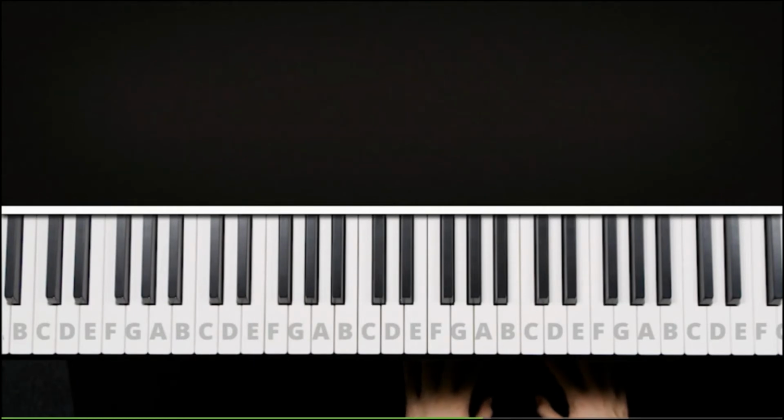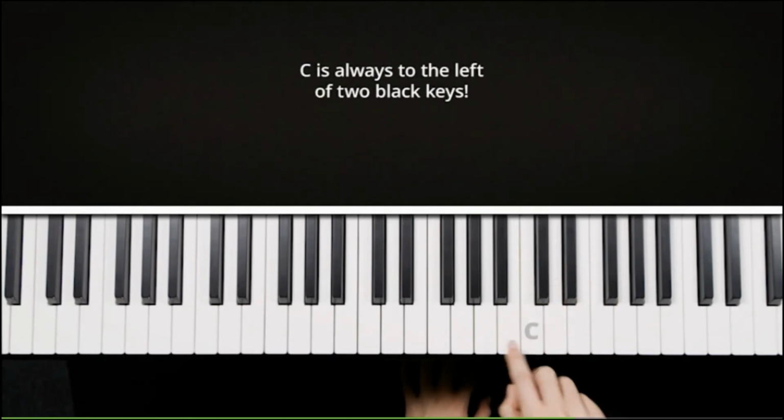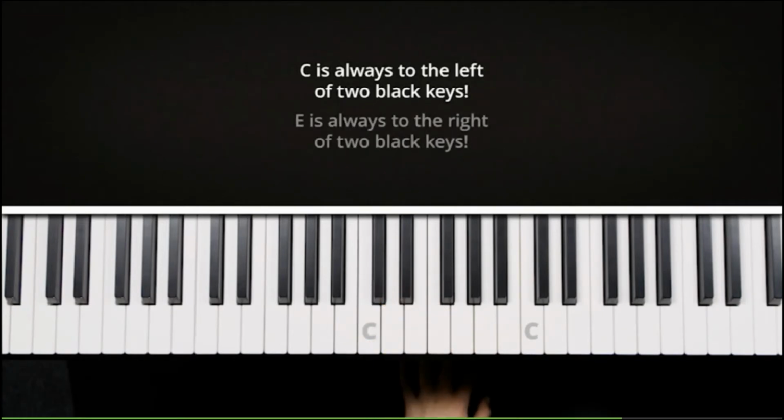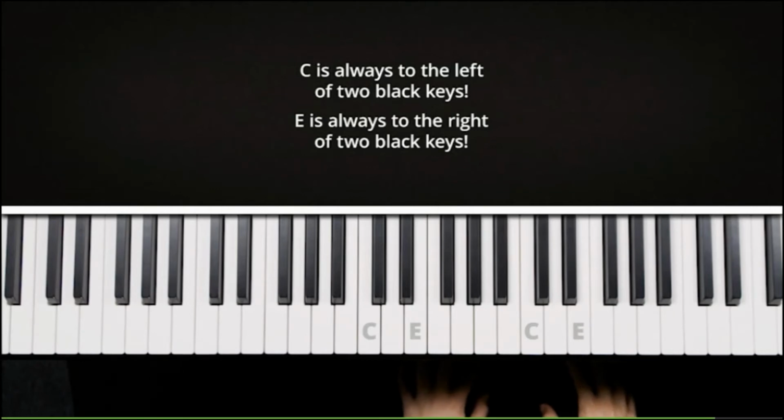As you've already learned, you can find the keys in an easier way by knowing about the black key patterns. C is always to the left of two black keys. And E is always to the right of two black keys. So you don't always have to count all the way up the piano. Keep these patterns in mind when you start learning new notes. Alright, let's play.